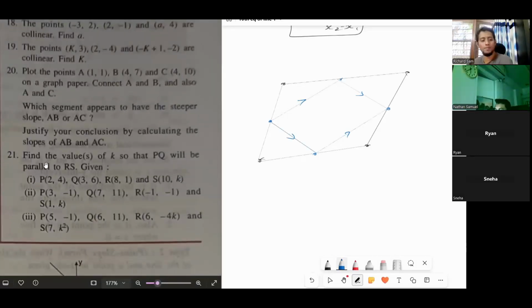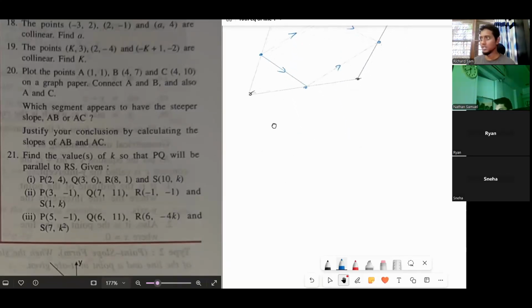Okay, question 21. Find the values of K so that PQ will be parallel to RS. I think you've understood the question, just that the values are a little complex. PQ is parallel to RS, so the slope of PQ and the slope of RS will be equal. In the third question, you have the values of P and Q, so we can find the slope of PQ. RS also has the same slope, but for RS we don't have the coordinates, so we need to find that K. So you try solving it.